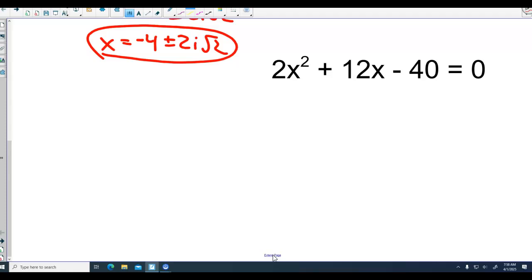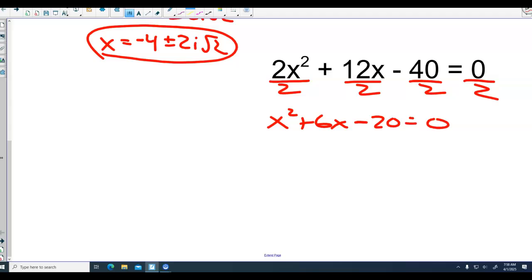All right, so when there's a number in front of the x squared, we got to divide every term by that number, including the 0 over there. It's good form to put the 2 under the 0 as well. So now we're at x squared plus 6x minus 20 equals 0.